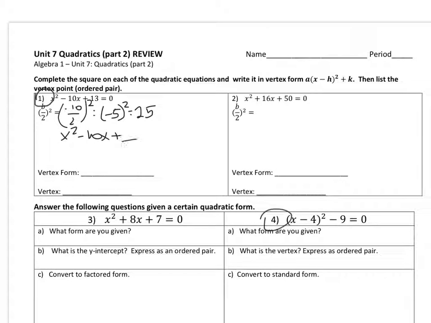So 10x blank, then plus 13 minus blank. So that's the number that goes in both those blanks, 25 here and negative 25 here. And now we have to factor what goes in those first three terms, what multiplies to 25 and adds to a negative 10. This is key, guys, because a lot of you are going to say 5. But remember, it adds to a negative 10. So it could be negative 5 and negative 5, which it is.